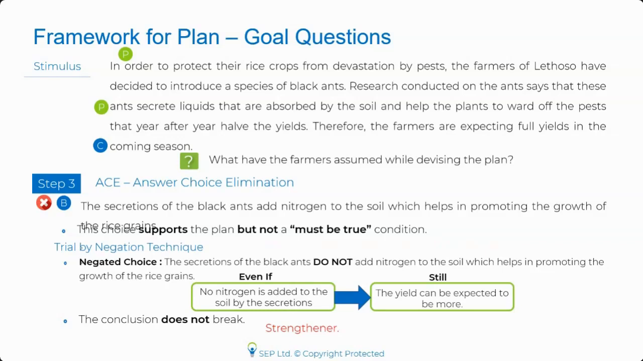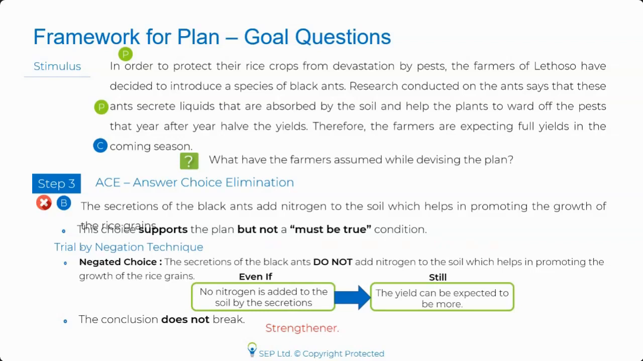So Rita, negation technique is simply taking an answer choice which you think might be the correct assumption and looking at the logical opposite of that. That's a different discussion altogether, and for that we don't really have the time right now. As you can see, we are just negating the choice. Choice B is saying they add nitrogen. And in the negation technique, we are just taking the logical opposite of that choice. We are saying they won't add nitrogen. So even if they don't add nitrogen, the conclusion is not impacted. If the answer choice was correct, and if we negated it, then the conclusion would break down.